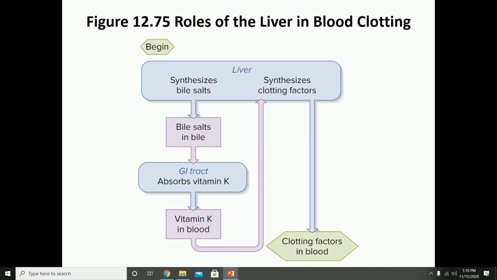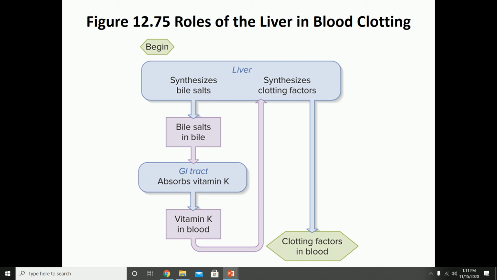Now, what is the role of the liver in blood clotting? Okay, so we talked about how it's going to make those clotting factors, and in order to do so, it needs vitamin K. So what does the liver have to do with vitamin K? Vitamin K is one of those fat-soluble vitamins. Remember, the liver makes bile, and bile is important to digest and absorb fat and fat-soluble vitamins, including vitamin K.